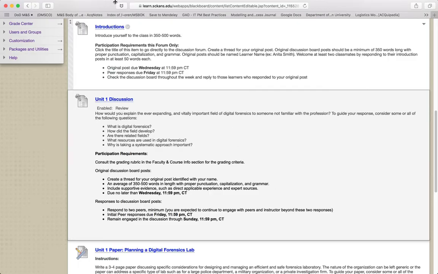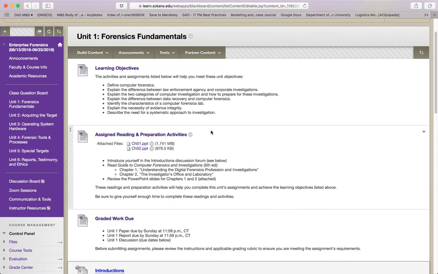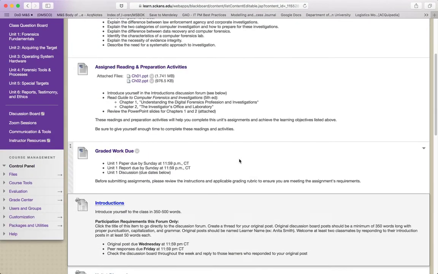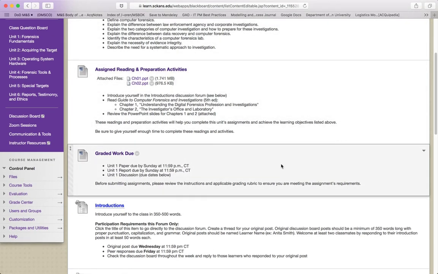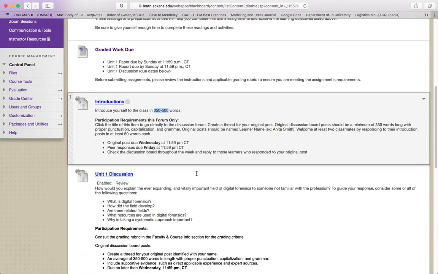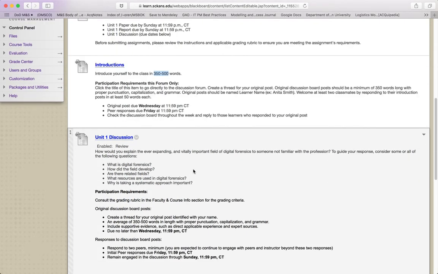In Unit 1, we have an introduction. So here is your Blackboard shell. You'll navigate to Unit 1, and at the top it talks about the chapters and the objectives that you're going to read, and we have an introduction. This is a typical introduction. I'm not a stickler for the 350 words. Just do your typical introduction.